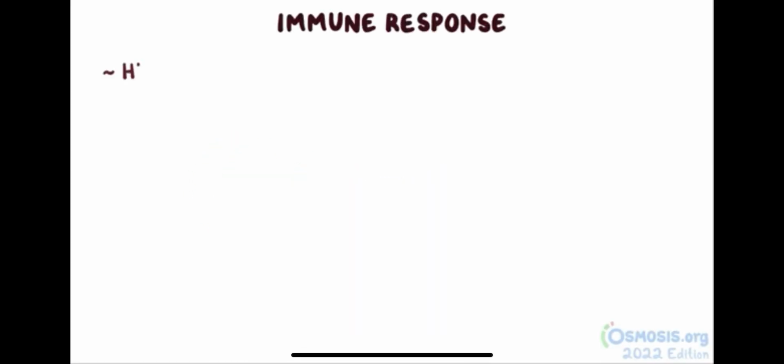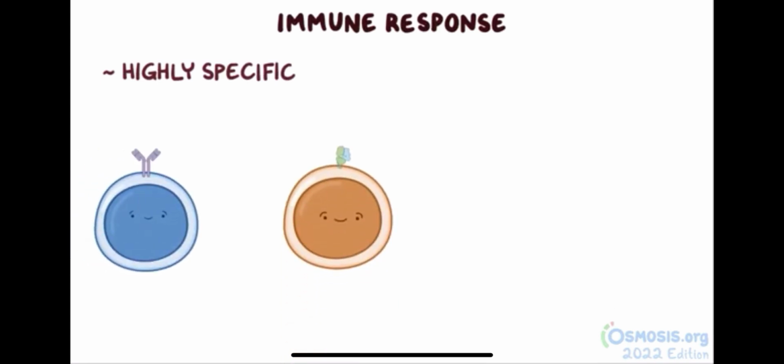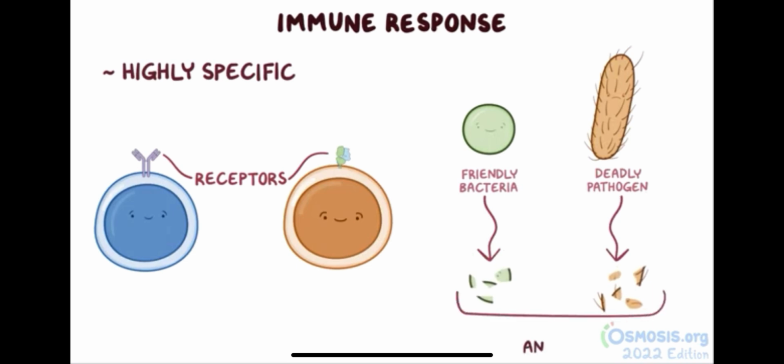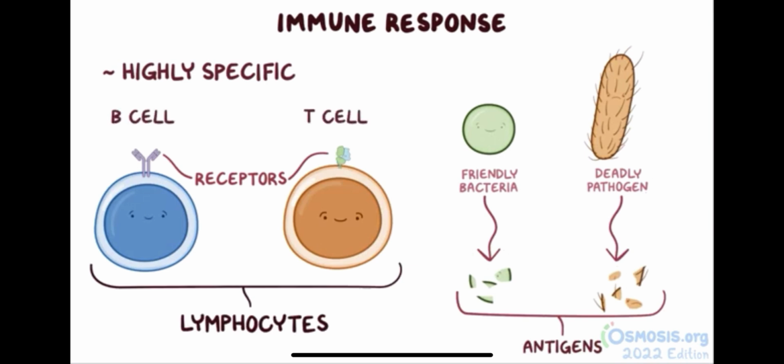The immune response is highly specific for each invader, and that's because the cells of the adaptive immune response have receptors that can differentiate friendly bacteria from potentially deadly pathogens from their unique parts, called antigens. The key cells of the adaptive immune response are the lymphocytes, the B and T cells.